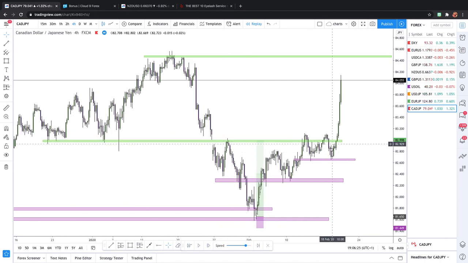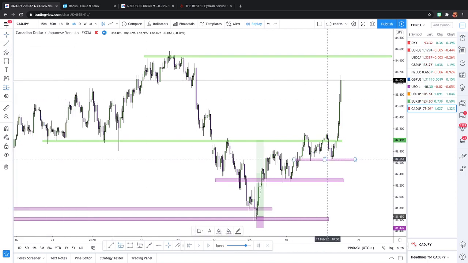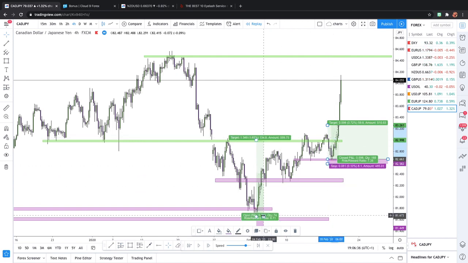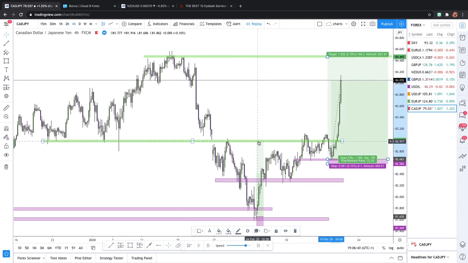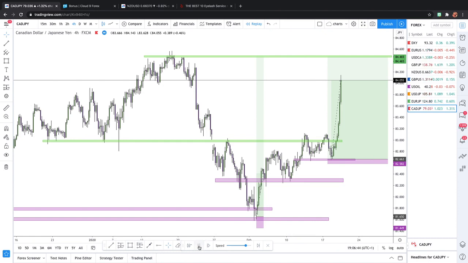So it ends up breaking, test this. This is another entry, to be honest. We can take another entry off this zone. So this is entry number 1, this is entry number 2. Our target, same area. Our target from here, same area. Okay, so let's just see.